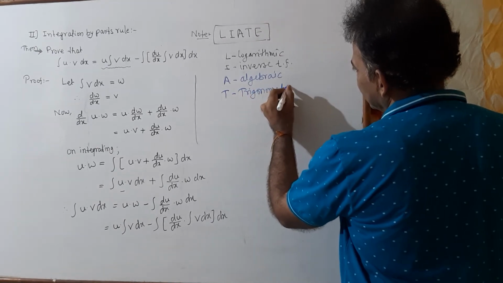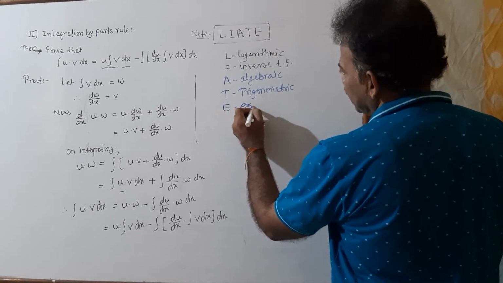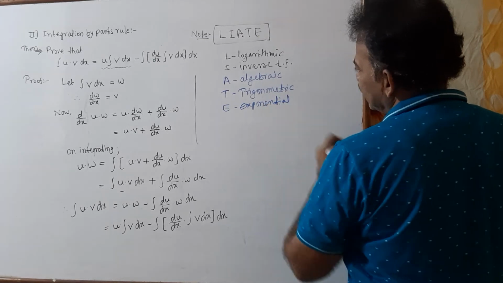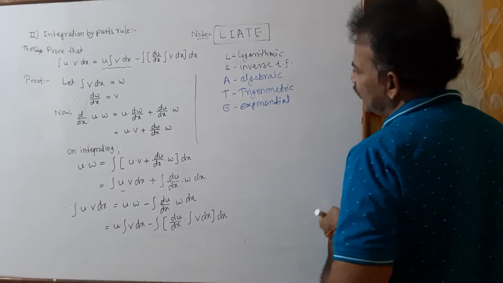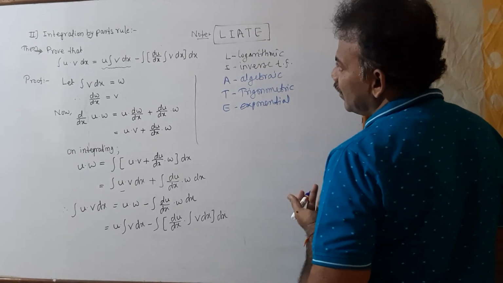Trigonometric functions are sin x, cos x, tan x, etc. And E means exponential. Exponential functions are e to the power x, a to the power x, 3 to the power x, 2 to the power x, etc. So by using this rule, we can evaluate problems.